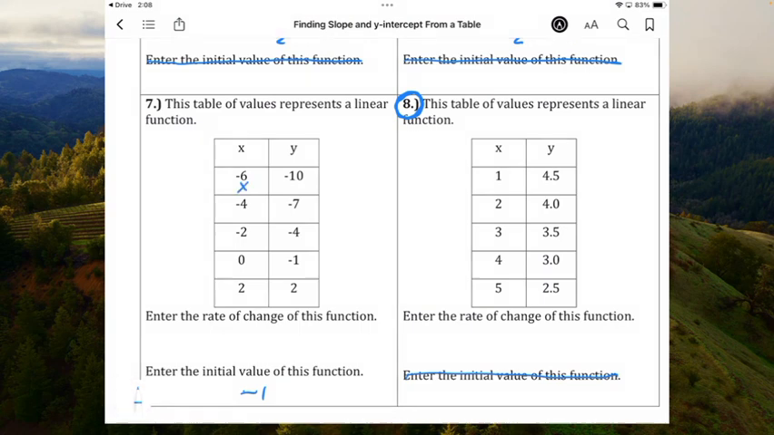Let's make that x1, y1. Let's make this x2, y2. Again, it does not matter what points you pick. You can pick anything you want. y2 minus y1 over x2 minus x1.